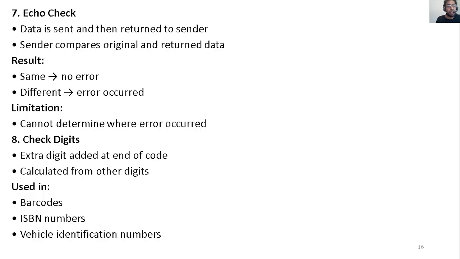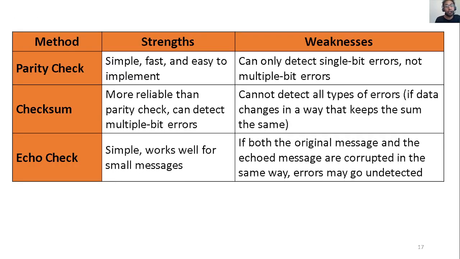Next is check digits. Let's first compare the parity checks, checksum and echo check. Let's see about the parity check method. It has a strength that it is very simple and easy to implement for programmers. And the weakness is that it can only detect single bit errors, not multiple bit errors. That was the problem with the parity check.